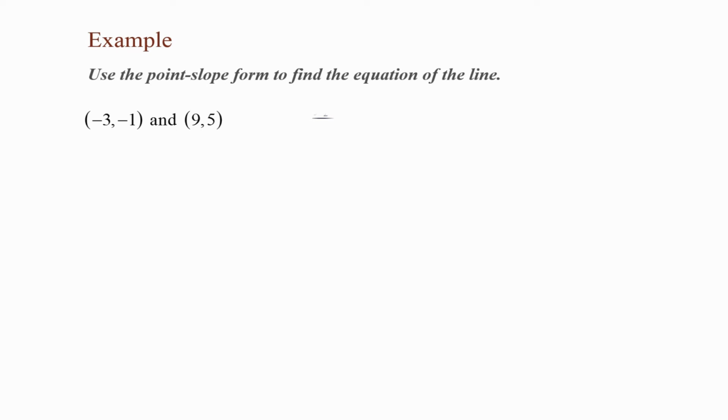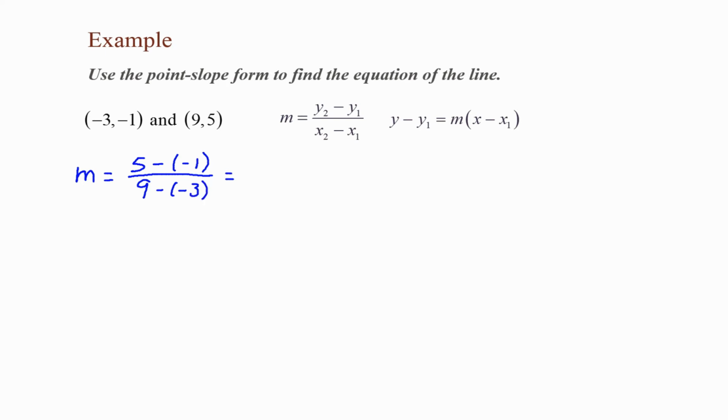Our first step is to use our slope formula to find the slope for the 2 points. Then we want to use the point-slope form to find the equation of the line. So I'm going to find m, which is going to equal 5 minus -1 over 9 minus -3. 5 minus -1 is the same as 5 plus 1, so that gives us 6. 9 minus -3 is the same as 9 plus 3, so that gives us 12. 6 over 12 reduces to 1/2.